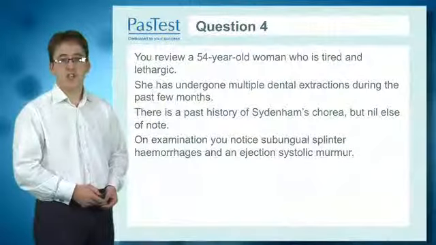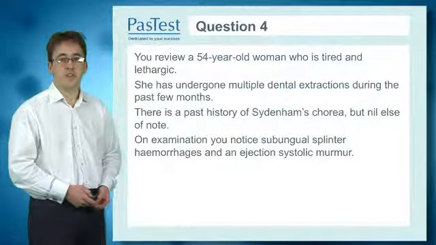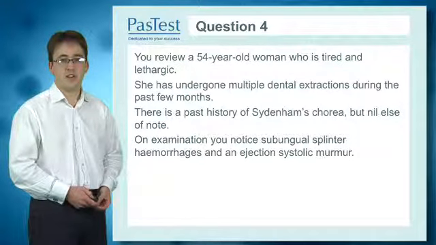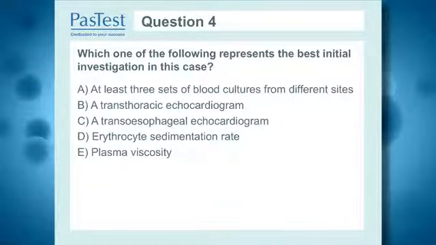Question 4. You review a 54-year-old woman who is tired and lethargic. She's undergone multiple dental extractions during the past few months. There is a past history of Sydenham's chorea, but nil else of note. On examination, you notice subungual splinter hemorrhages and an ejection systolic murmur. Which of the following represents the best initial investigation in this case? I'll give you a moment to consider the options.